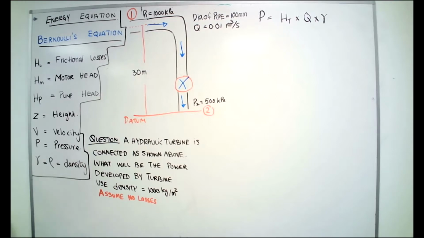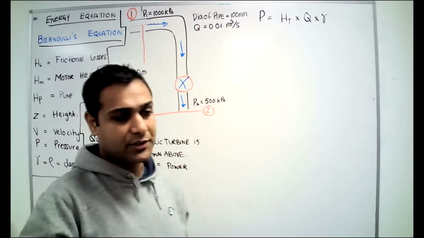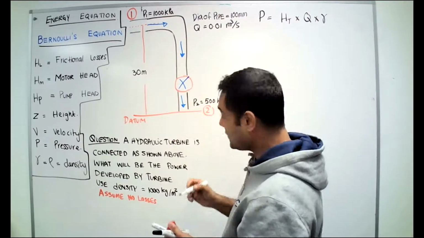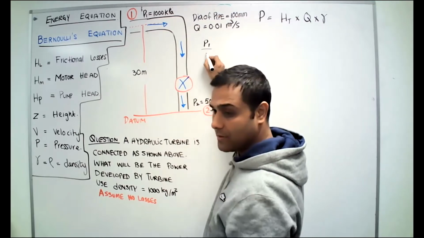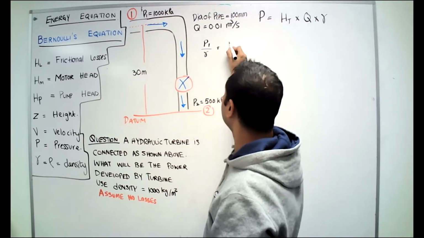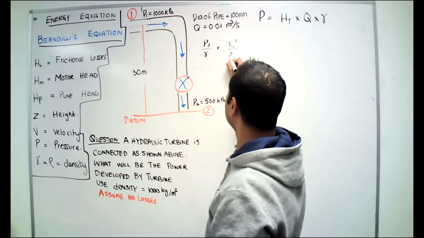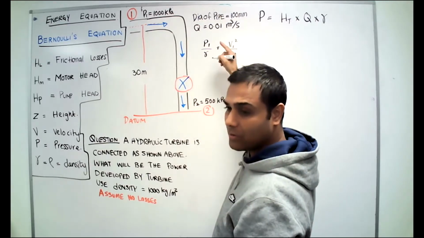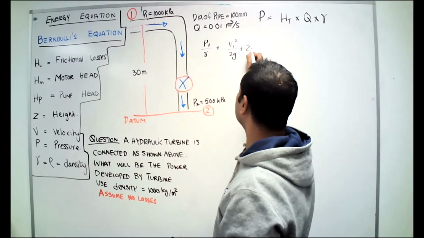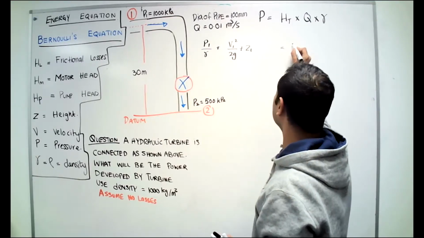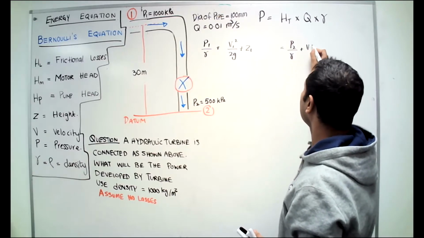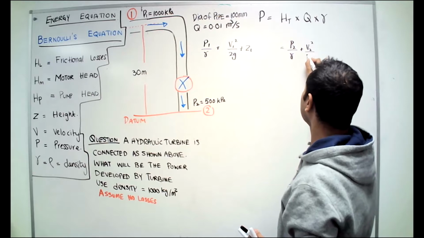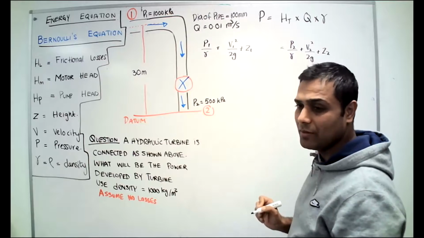Now, if we use the energy equation, let me write down the energy equation. I got the energy equation as P1 over, so that remains the same all across. So plus Z1. Let me just leave a little bit of space and write this one. Okay, so I got that bit.